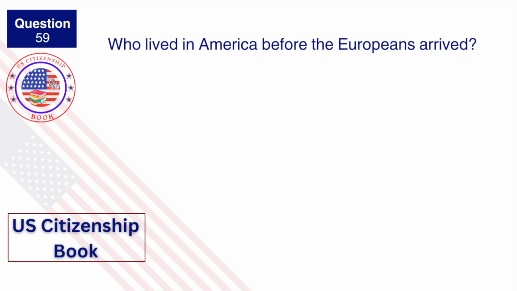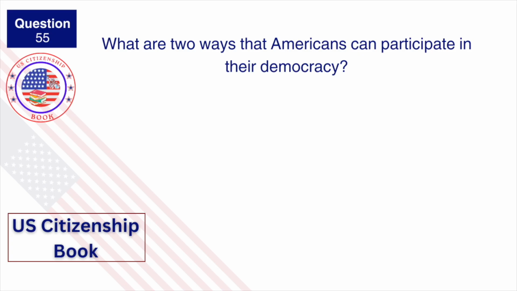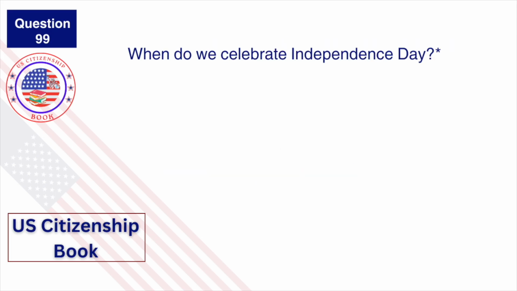Who lived in America before the Europeans arrived? American Indians. What are two ways that Americans can participate in their democracy? Vote. Join a political party. When do we celebrate Independence Day? July 4.